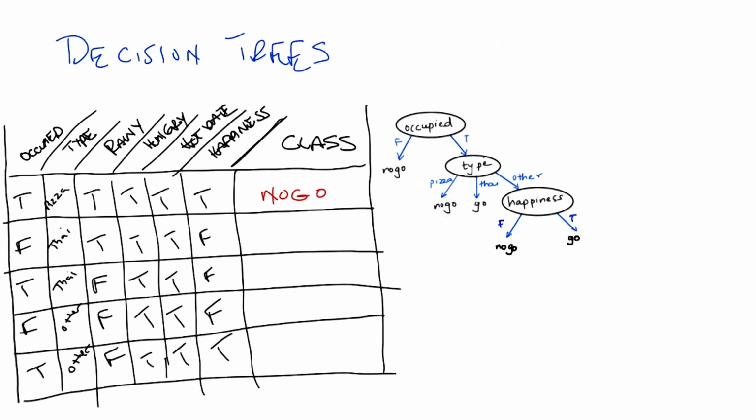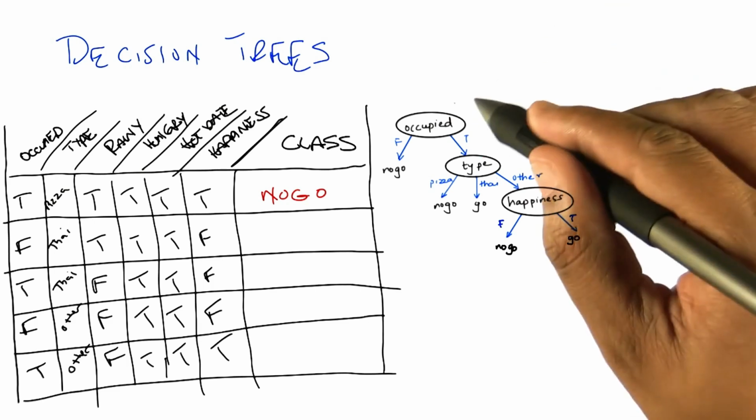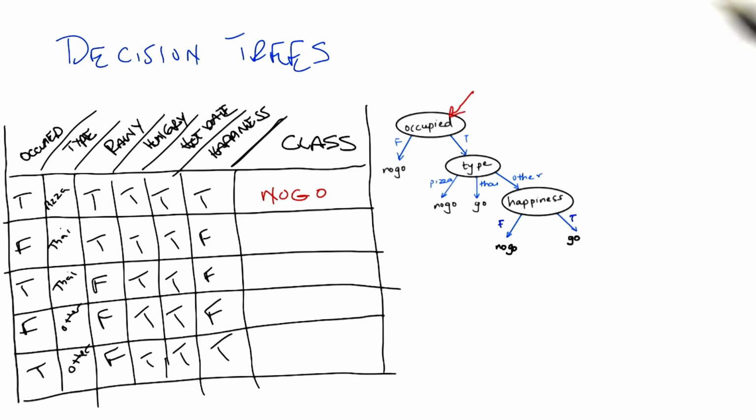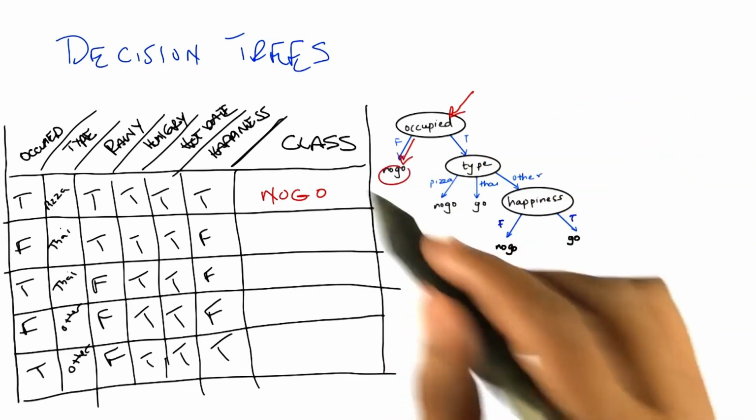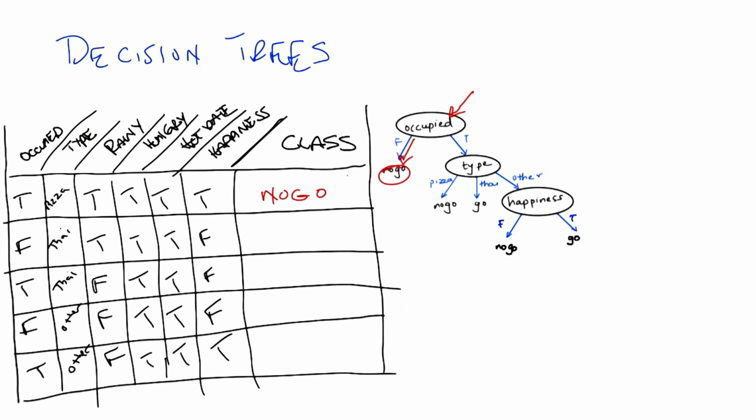All right, so let me see if I get this straight. I'll do this second instance. You say that we need to start at the top of the tree where it says occupied. And now I look at the instance, and the instance says that it's false for occupied. So we go down that left branch, and we hit no-go. Oh, wait, but now I haven't looked at any of the other nodes.